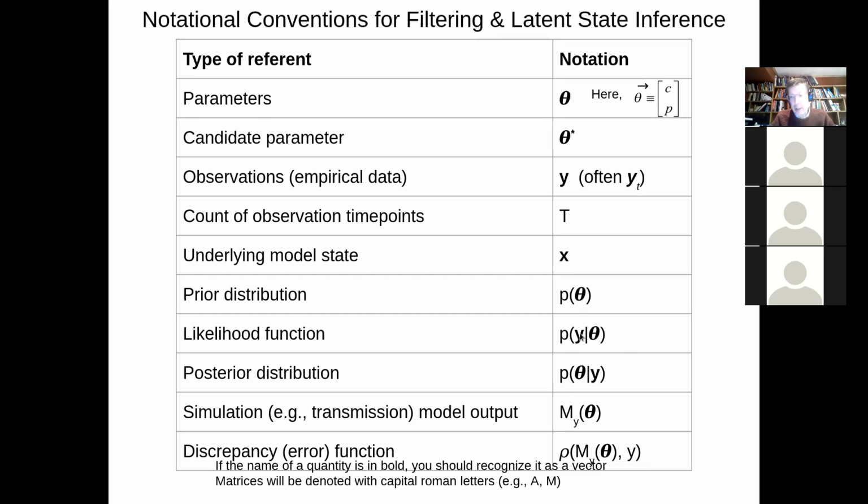There's going to be a likelihood function, which is, and we're going to have a probability of observing that data given a set of parameter values.